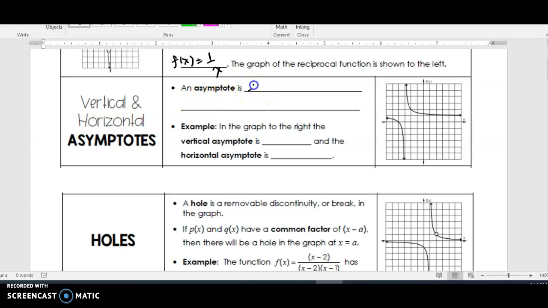An asymptote is a line, pretty much. It is a line which the graph seems to approach, but it never touches. It seems like it does, but it never does.